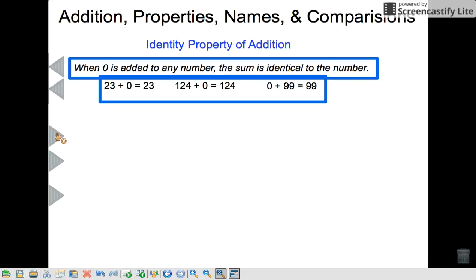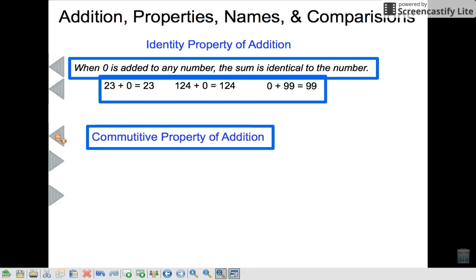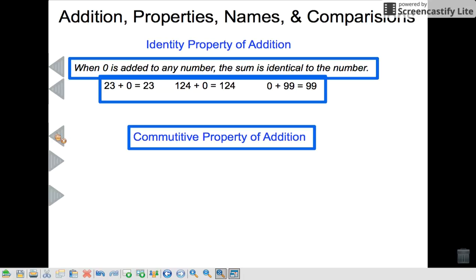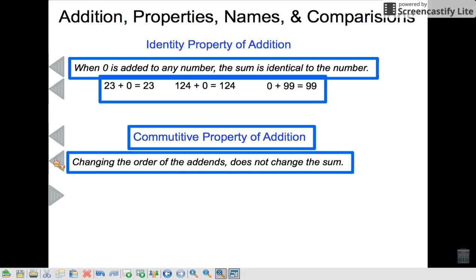We have another property to talk about today, and that property is the commutative property of addition. Sounds difficult, doesn't it? But it's not. The definition of the commutative property is that changing the order of the addends does not change the sum. I would like you to pause the video and add that to your notes. Great, let's look at some examples.